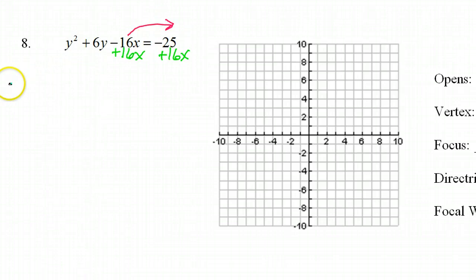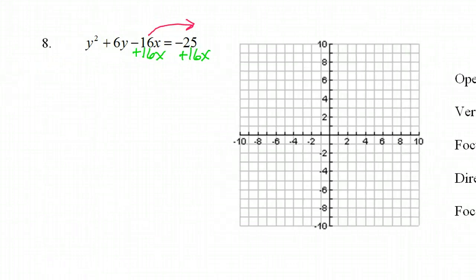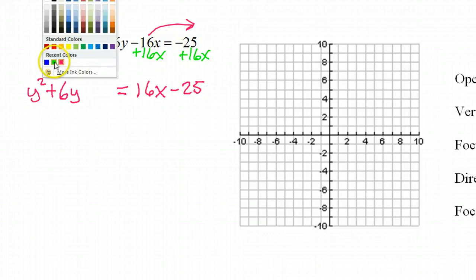Okay, so this is going to become, alright, so I've got y squared plus 6y. I'm going to leave a space to complete the square later. And then over here I'll have 16x minus 25. Now let's complete the square.